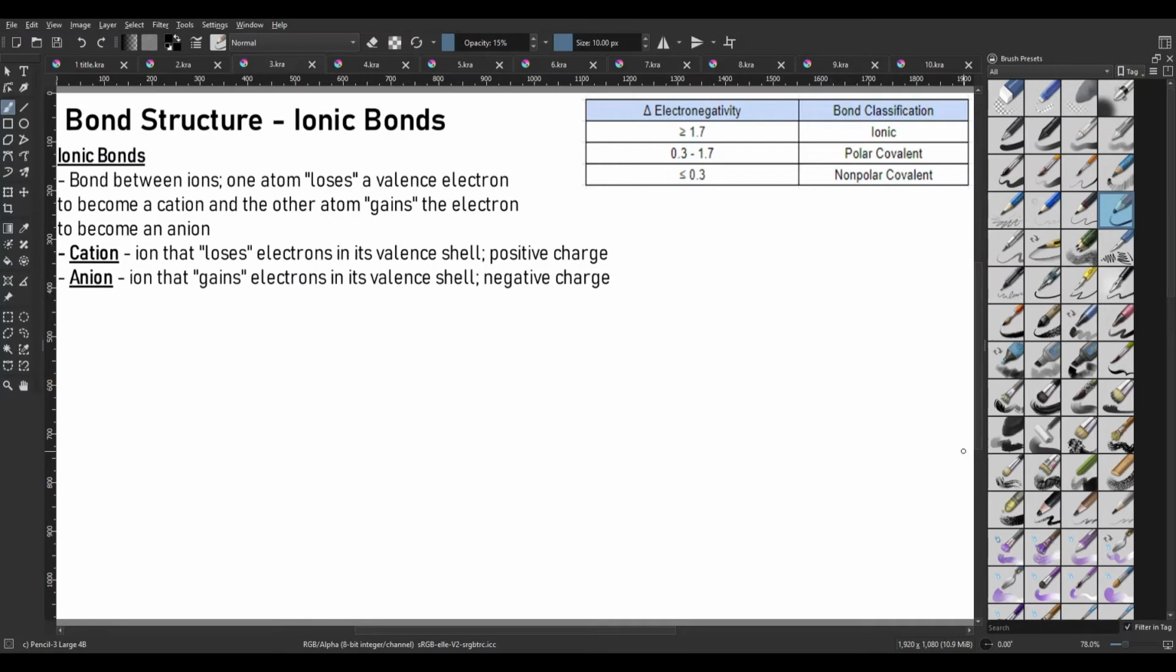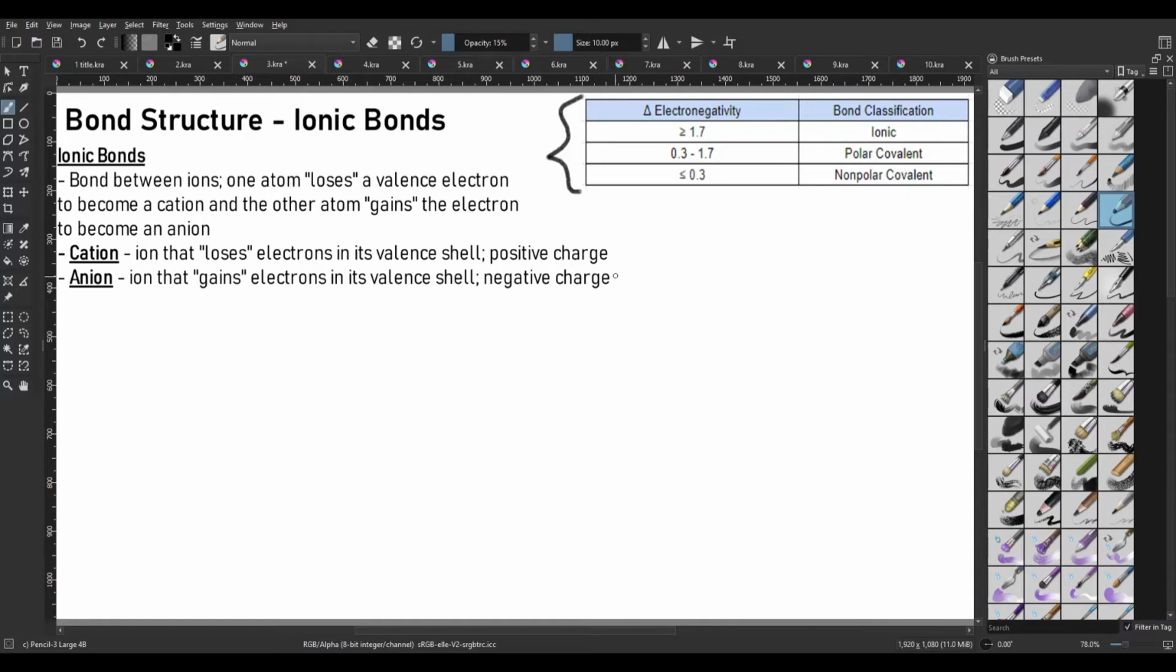So now we're going to be looking at ionic bonds specifically and their structure. And I've kept our handy chart up here to make sure we understand why ionic bonds are the way they are. And of course, the same definition here: it's a bond between ions. Atoms will ionize themselves, or get ionized rather. They'll exchange that electron, they'll form a compound.